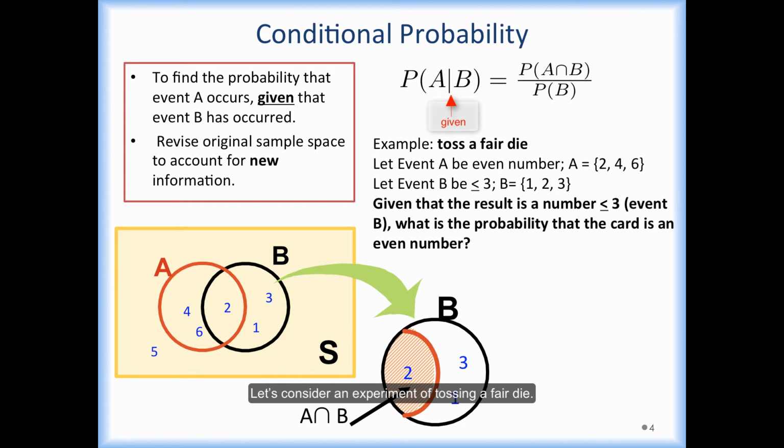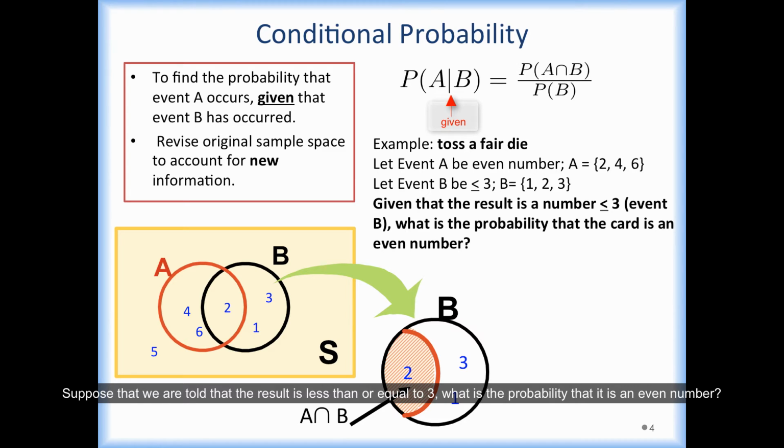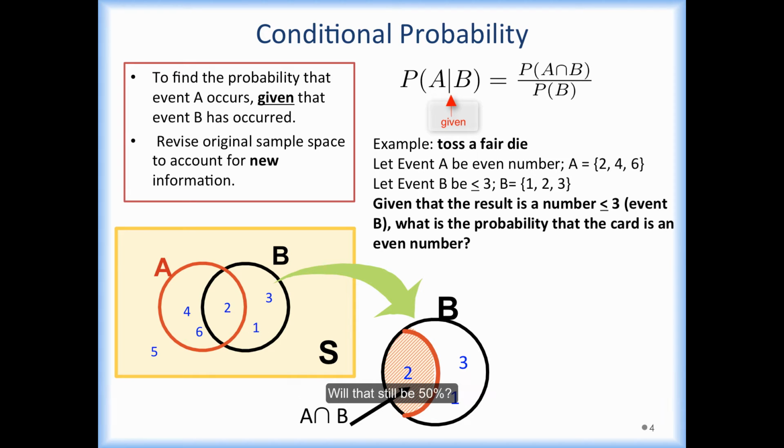Let's consider an experiment of tossing a fair die. Let event A be getting an even number, and let event B be getting a number that is less than or equal to 3. Suppose that we were told that the result is less than or equal to 3. What is the probability that it is an even number? Will that still be 50%? The answer to the question is no, and we will discuss why.